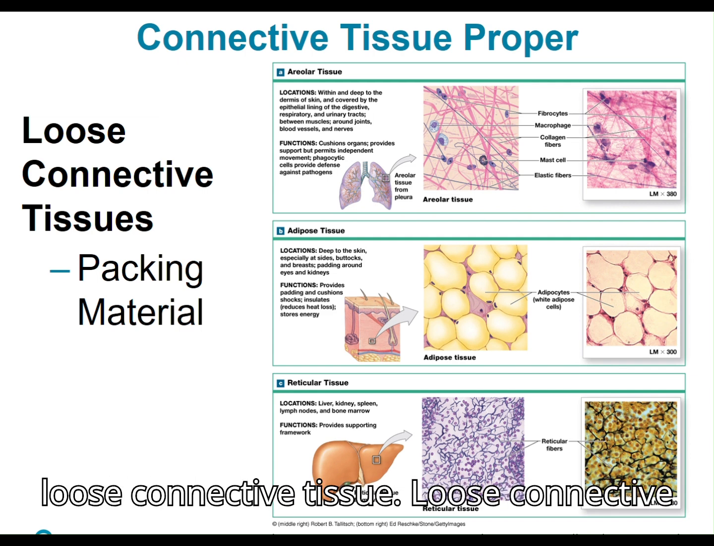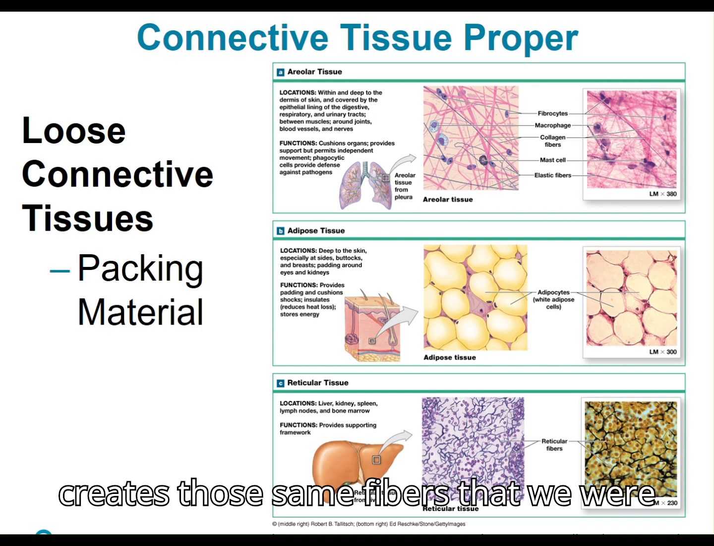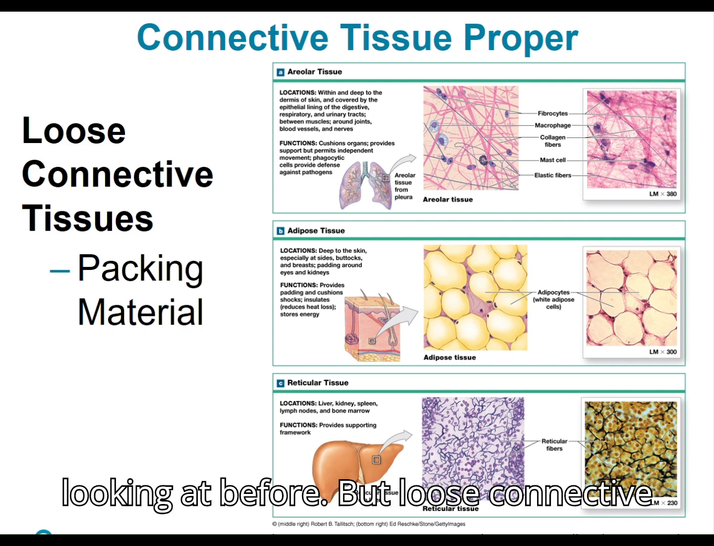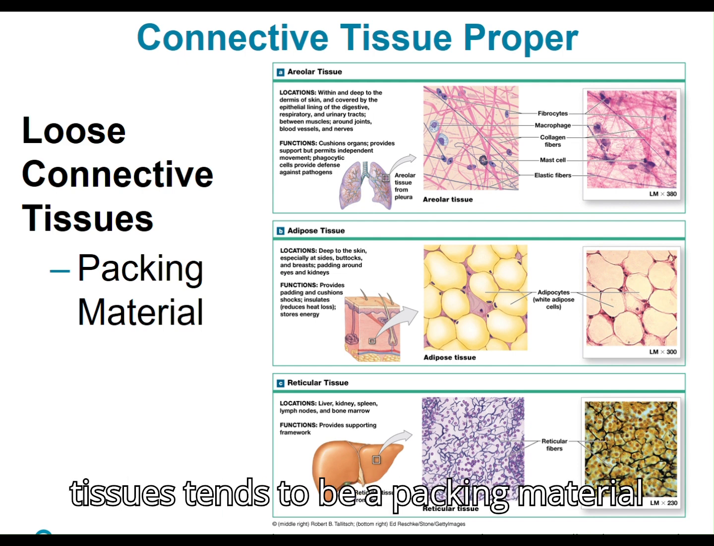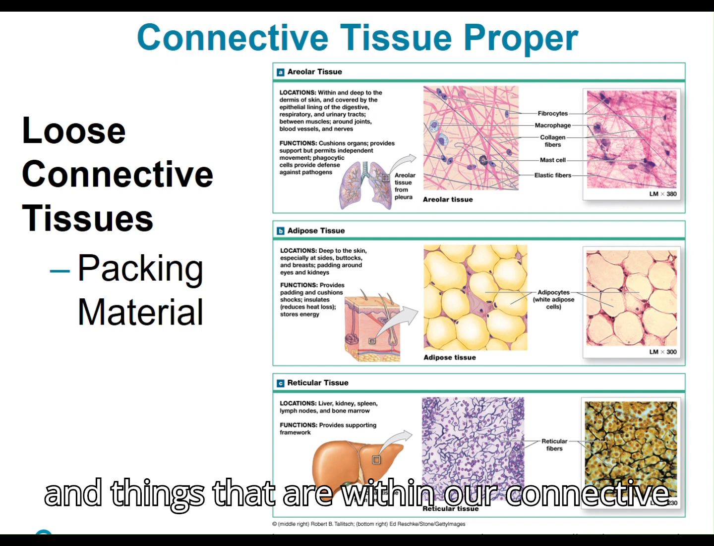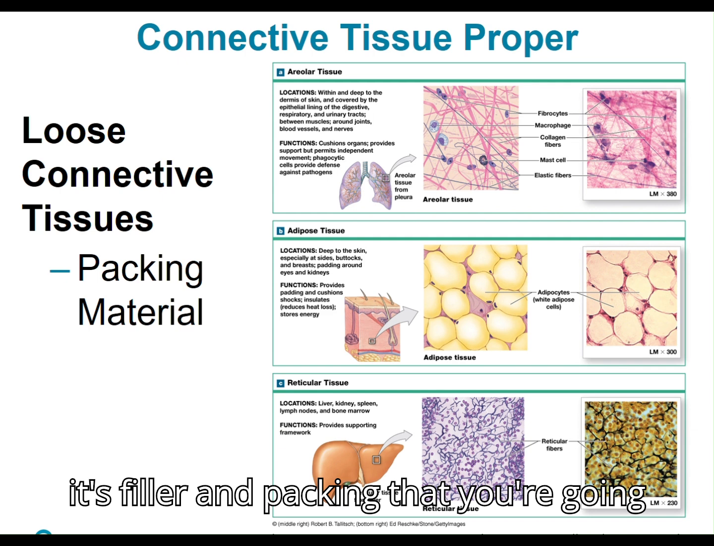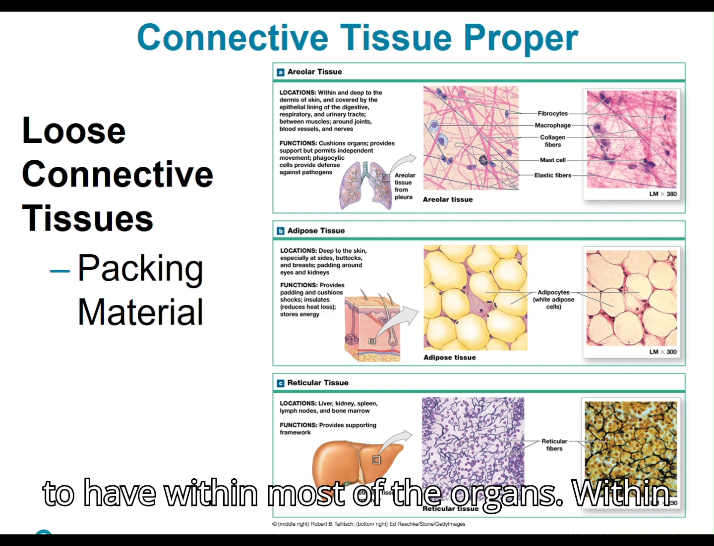Now, looking specifically within connective tissue proper, our first group within there we're going to look at is loose connective tissue. Loose connective tissue is still going to have our fibroblasts. It has our fibrocytes. It creates those same fibers that we were looking at before. But loose connective tissue tends to be a packing material that's making up the bulk of organs and things that are within our connective tissue. Now remember, connective tissue is one of our most abundant tissues because it's filler and packing that you're going to have within most of the organs.